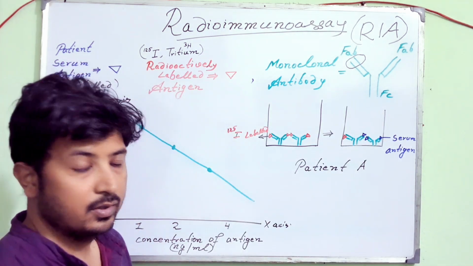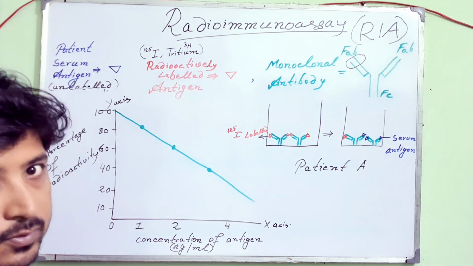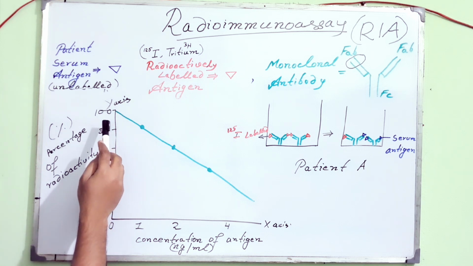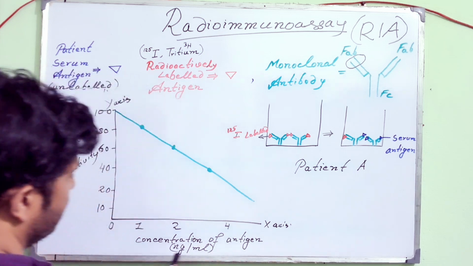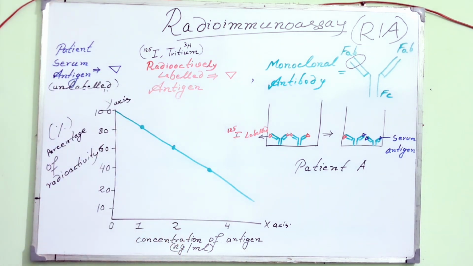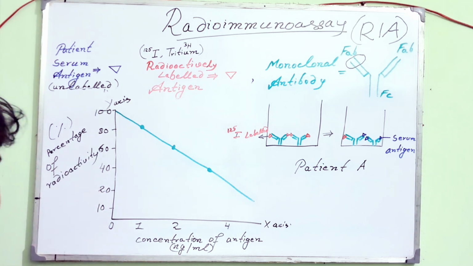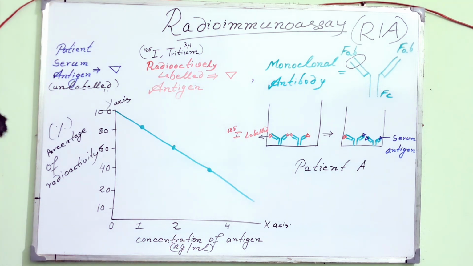So I have drawn that graph in a larger way so that you can understand. The previous picture was too cozy. Here is the same graph: the x-axis shows the concentration of the antigen, which I received from the previous image, and the y-axis is the percentage of radioactivity shown by the wells. So I have taken 4 wells, right?